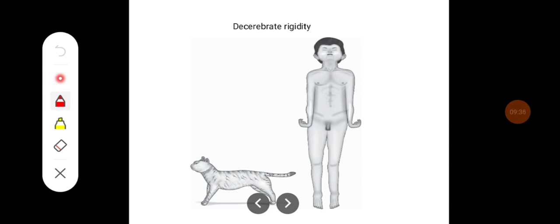So this is the position in decerebrate rigidity. You can see all the legs are hyperextended in both the forelimbs and hind limbs, and in humans also you can see there is an increase in the tone in the extensors in the forelimb.